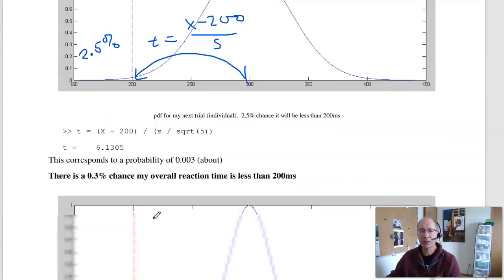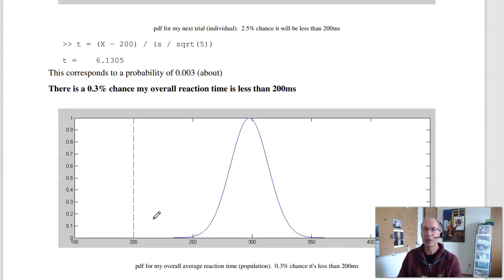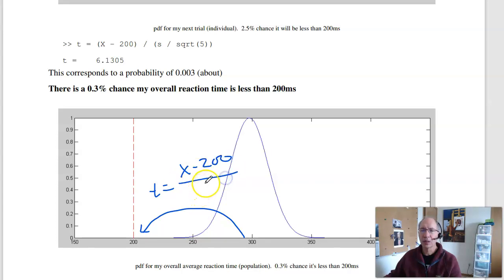A different question is, what's my overall reaction time? Is my overall reaction time less than 200 milliseconds? Now that's a population question. So in that case, I divide the standard deviation by the square root of the sample size. I now want to know how far 200 is from the mean. So now my t-score is going to be your x minus 200 over s, but in this case, I divide by the square root of the sample size. So now my t-score is 6.13. This area is 0.03%. So there is a chance that my overall reaction time is less than 200. It's not real likely.